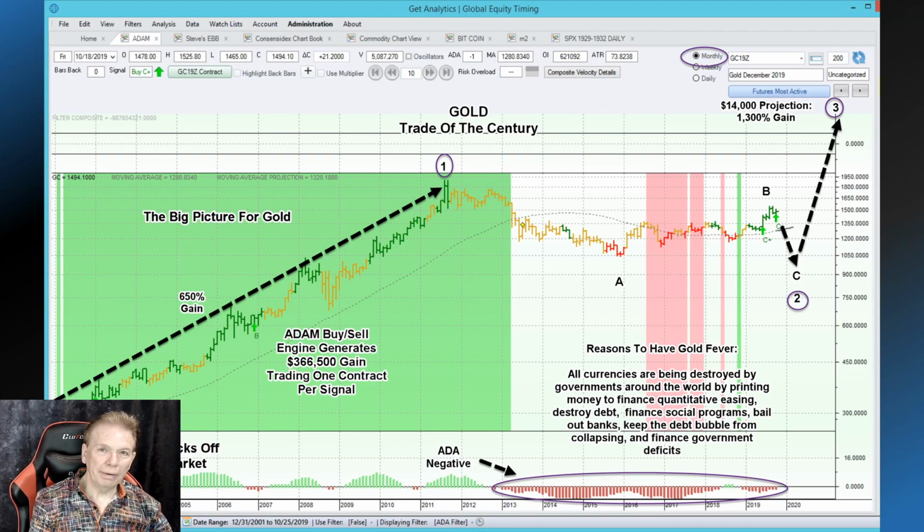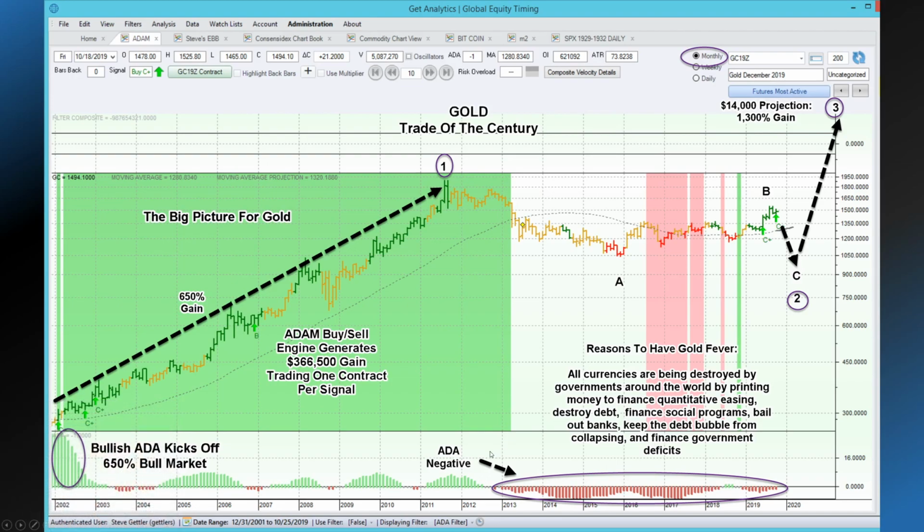Today, we're talking about what I think is going to be the trade of the century. It's going to be in gold, whether you buy futures or whether you buy an ETF. It is going to be one hell of a ride up. And so we're going to talk about that now, and let's get right to the charts.